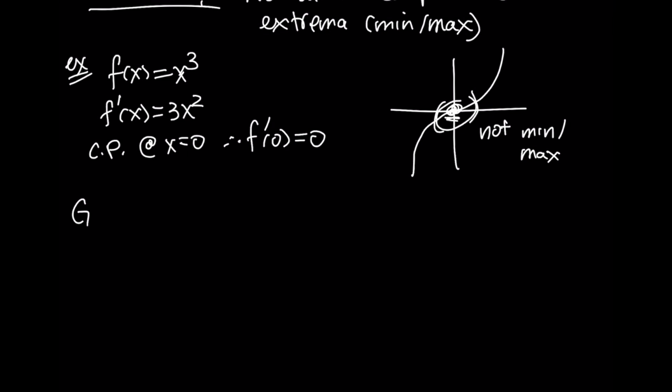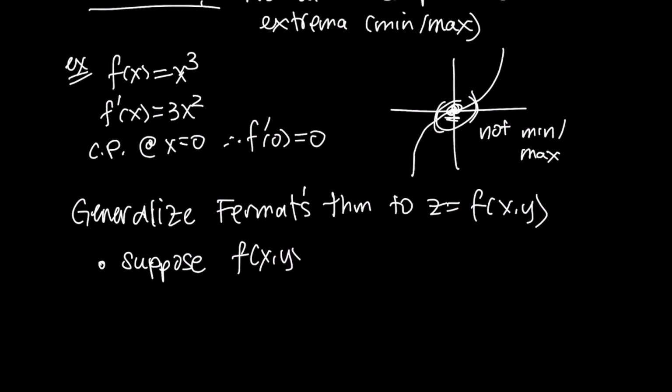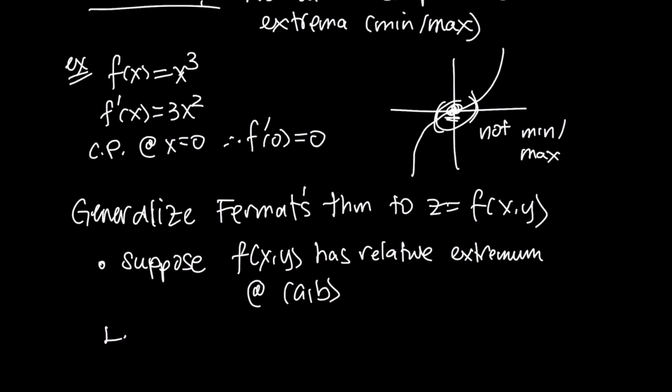Now we are going to generalize Fermat's theorem to a function of two variables. Now, even though we're going to discuss this only for a function of two variables, again, the ideas that we put forward here could allow it to generalize to a function of any number of finite variables. So suppose that my function f of x and y has a relative extremum at the point a and b. So the key here is to let g of x be a function where we keep the x value of the function free and then fix the y value at b.